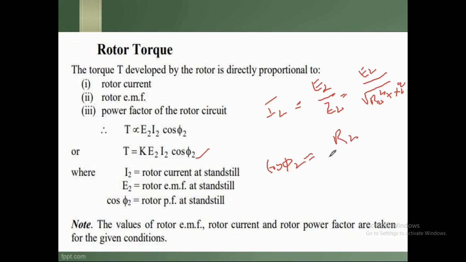R2 divided by R2 square plus X2 square. Now in these two equations, which parameter was influenced by the slip? So when compared to these two equations, which parameters are influenced by the slip?